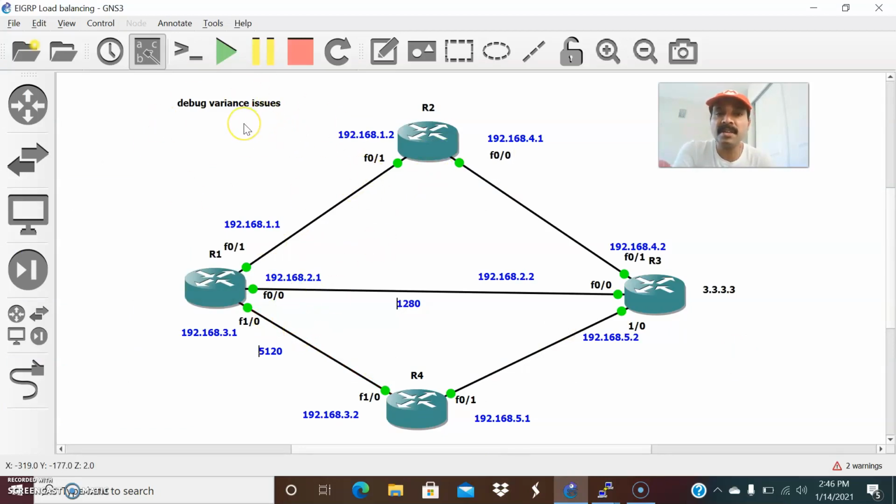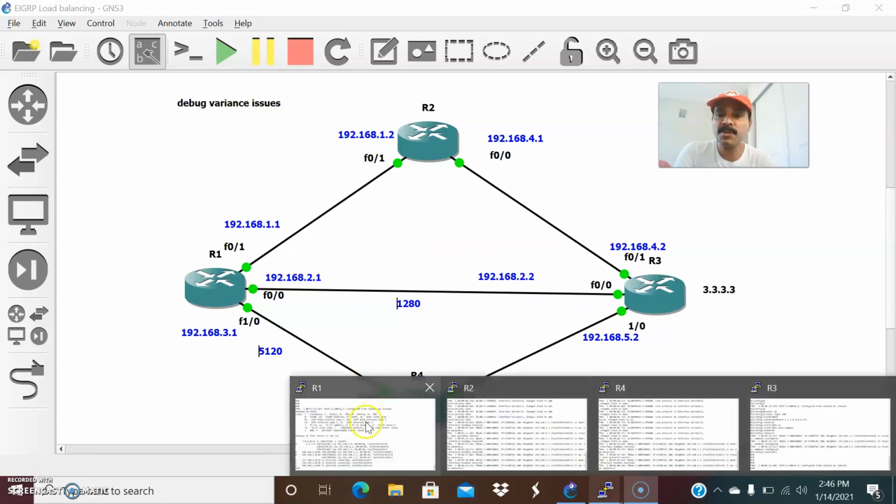And this is the way we can debug the variance issue. So you can also come across such questions in the CCNA exam or any other exam. So always you have to check the variance parameter. You have to check the variance value. If it is less, you can increase the value. This is the way you can troubleshoot the issues.